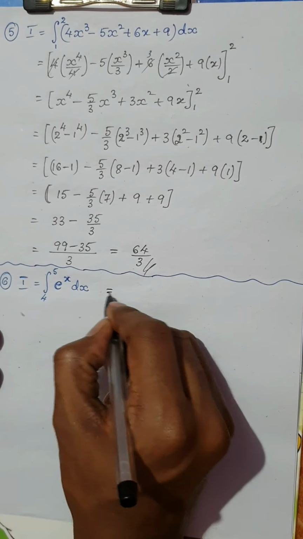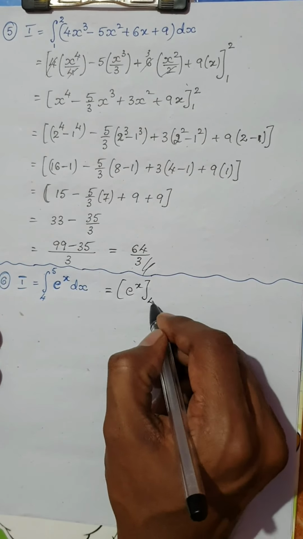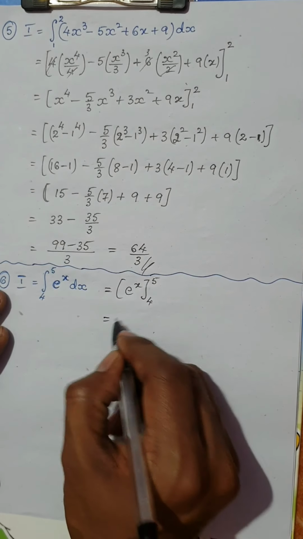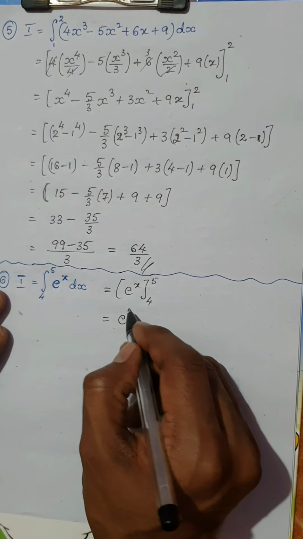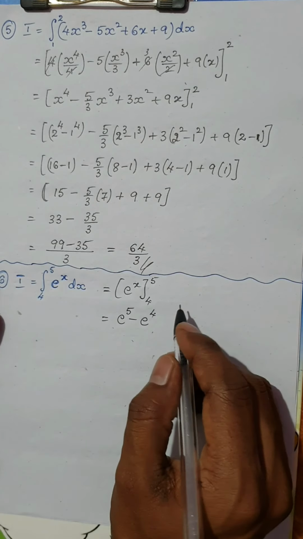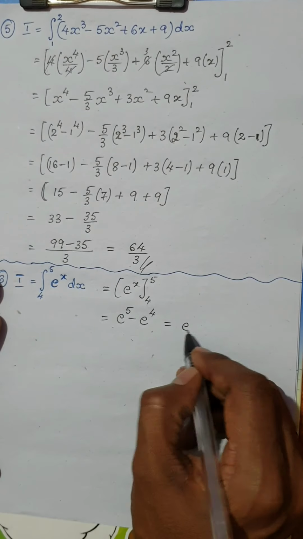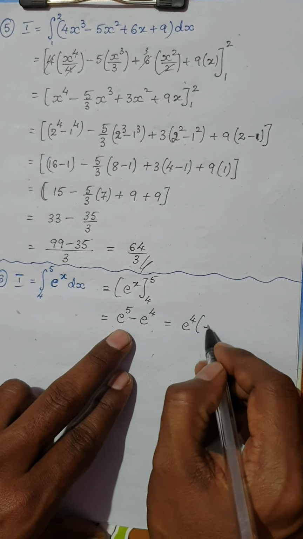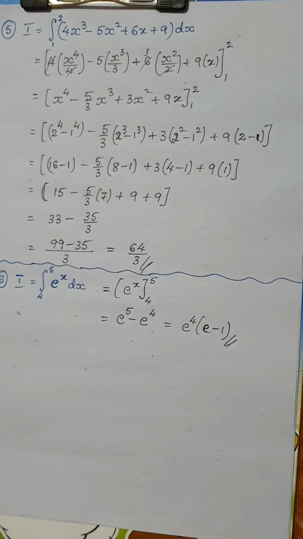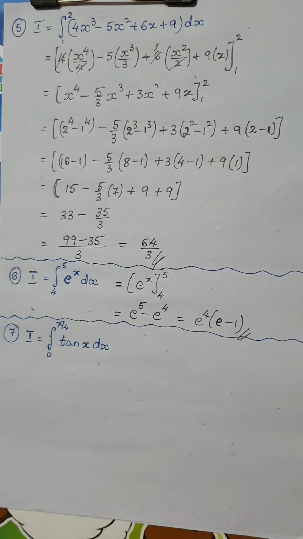Okay, so the integral of e power x is a standard result. The integral would be e power x itself within the limits 4 to 5. If you apply the limits, it would be e power 5 minus e power 4. Is it clear? Or else you can rewrite this as e power 4 times (e minus 1) by taking e power 4 common. That would be the final answer for this question.